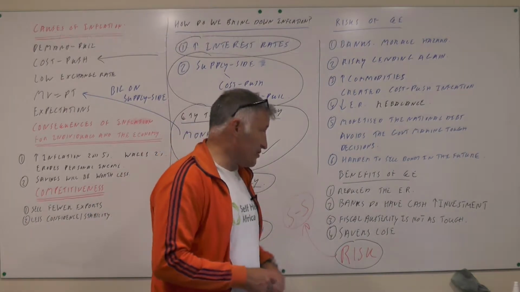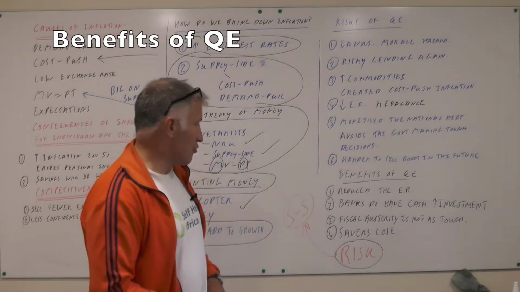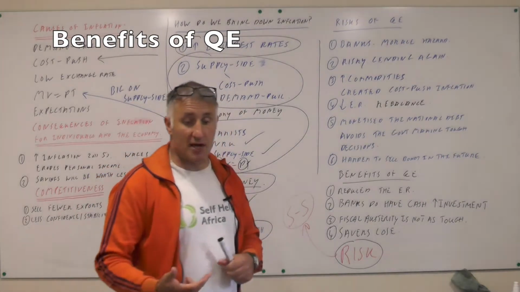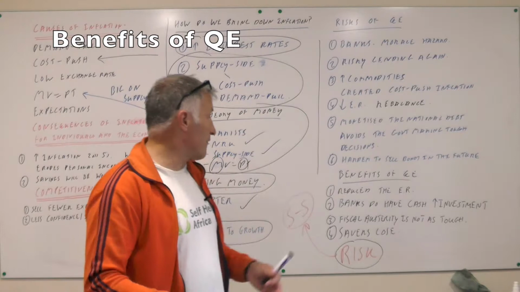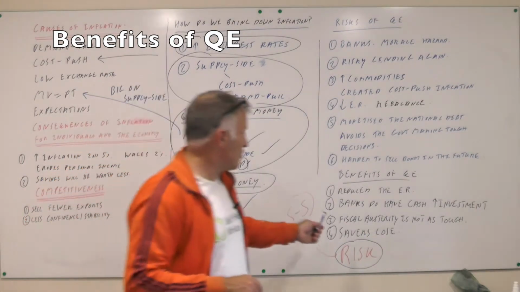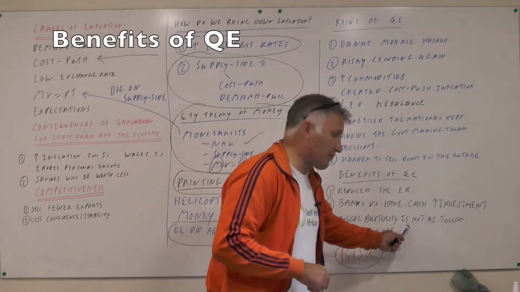Firstly, the exchange rate will fall, and we want to rebalance our economy, and that's pretty good. The banks will have more cash, and if they have more cash, hopefully they will lend out to firms, so that therefore there will be more investment. You do not need to make the fiscal austerity as tough.